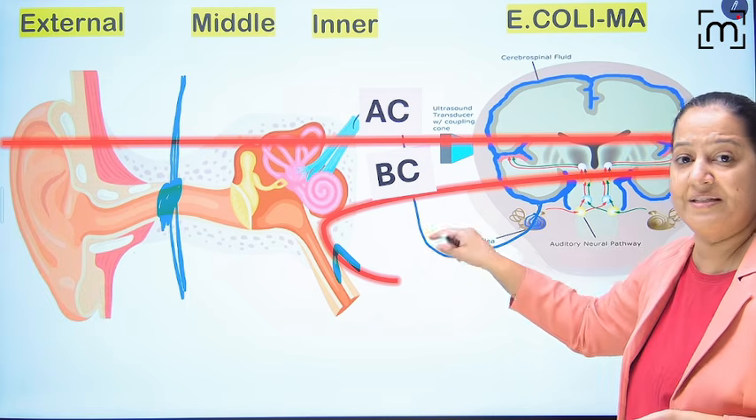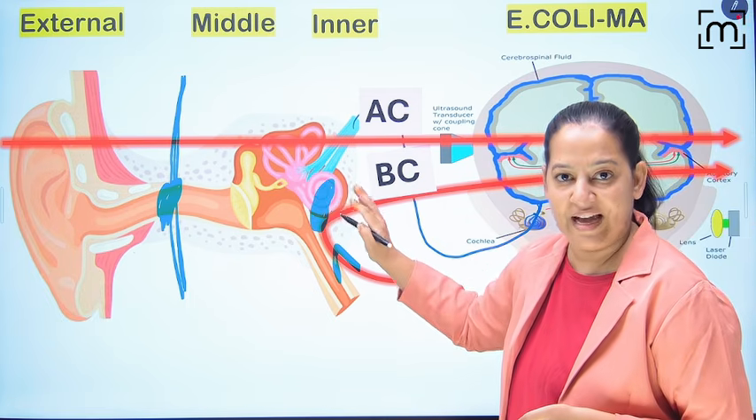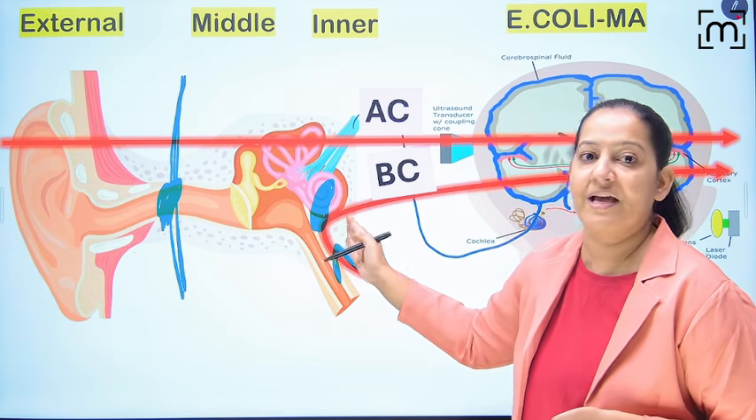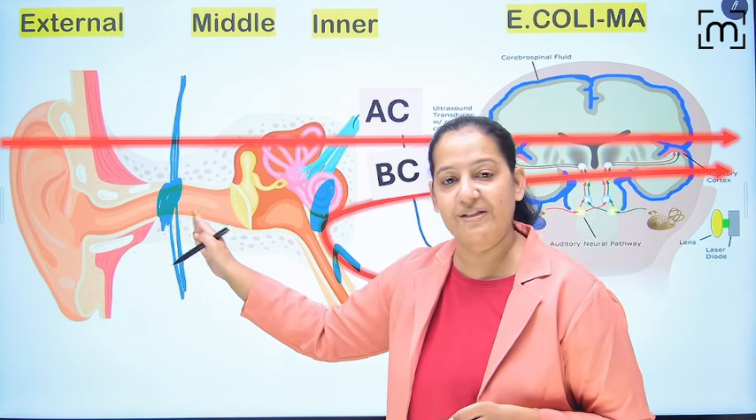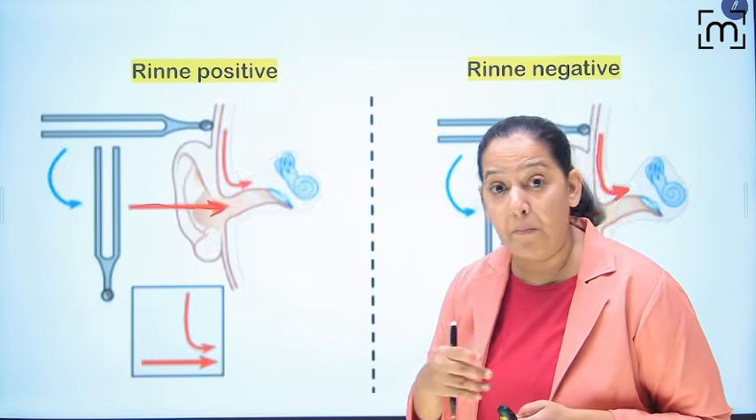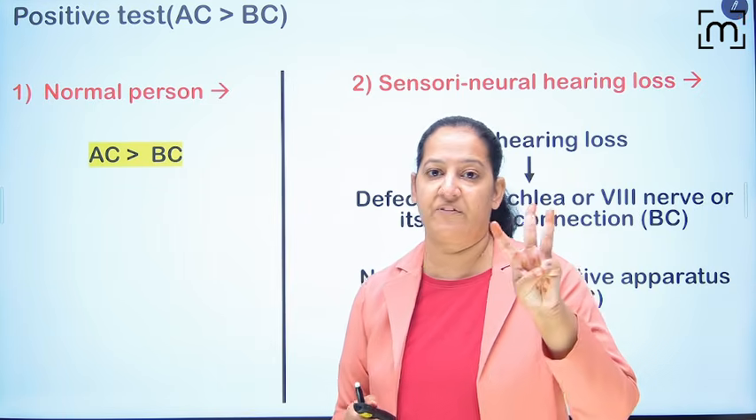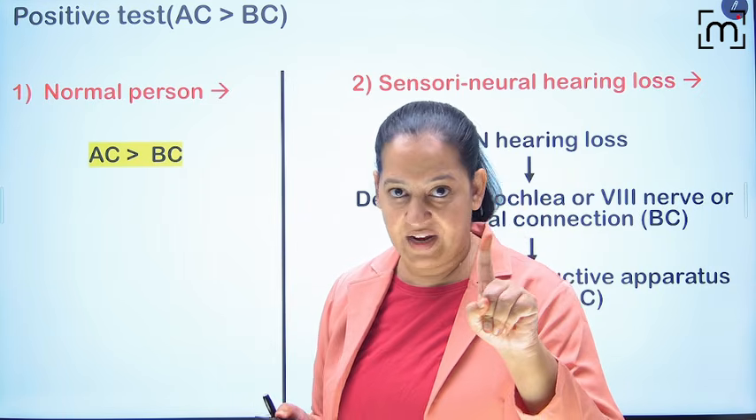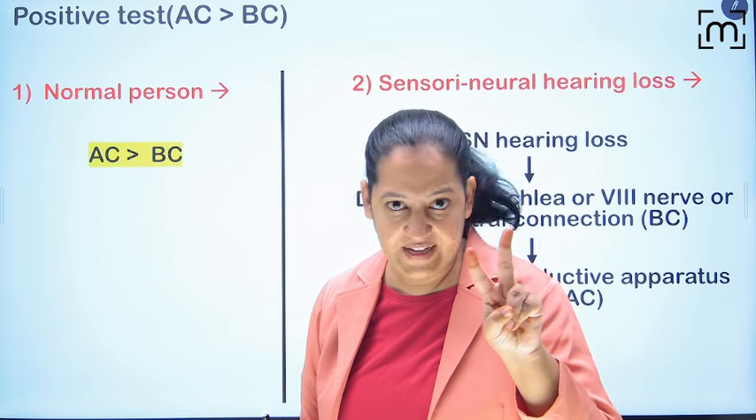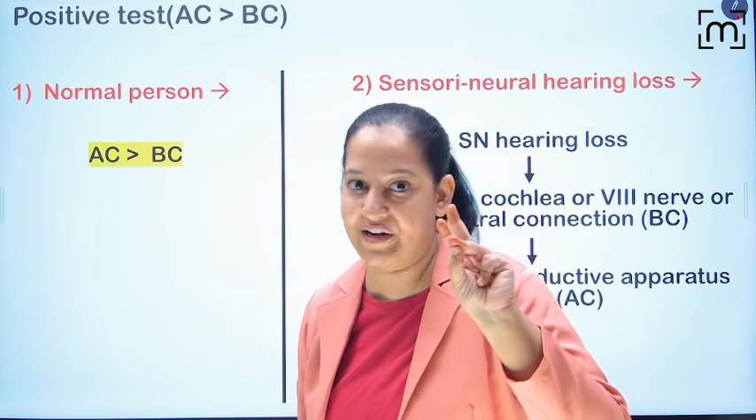Now compare AC, BC and draw the lesion. If the lesion is here, what's going to happen? That is sensory neural deafness. And if the lesion is here, conductive deafness, what's going to happen? Use your common sense. If you have understood the principle, don't try to mug it up. So this is Rinne's positive, Rinne's negative. There are three types of Rinne: positive Rinne, negative Rinne, and false negative Rinne, which is seen in 100% sensory neural deafness.